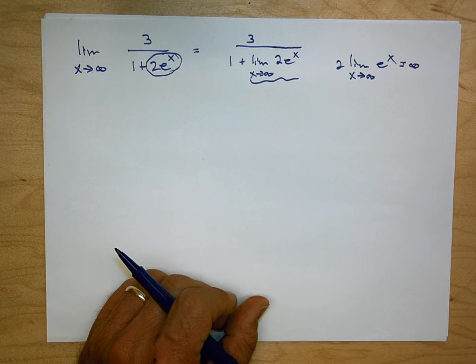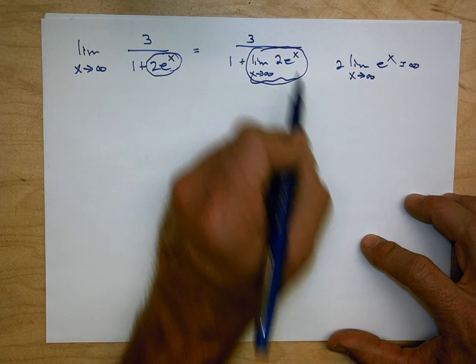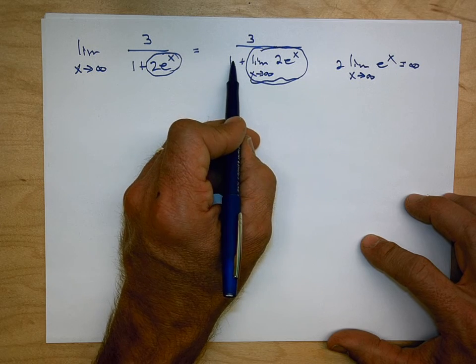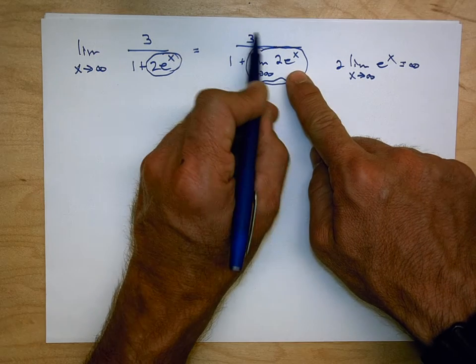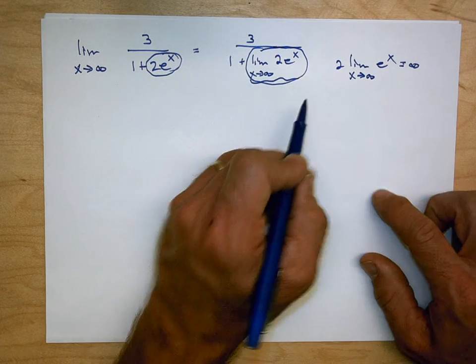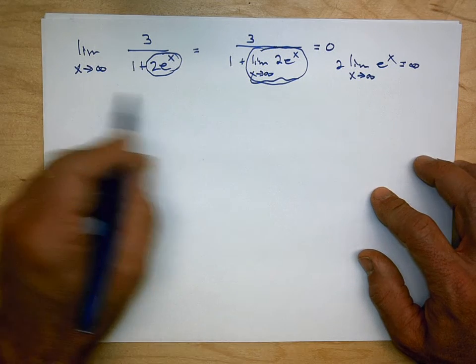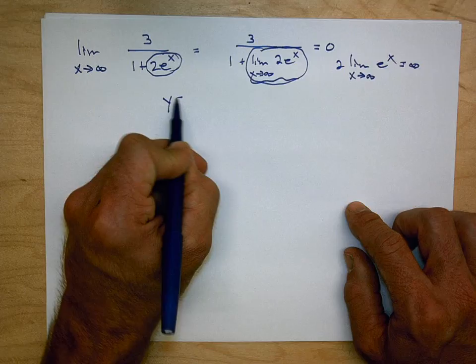So the bottom line here is that this whole thing right here is growing and growing and growing, and adding 1 to it isn't going to do much when this thing gets really large. And 3 stays the same. So 3 is being divided by larger and larger numbers, so the whole thing is going to tend to 0. So as we go to the right, we will have a horizontal asymptote of y equals 0.